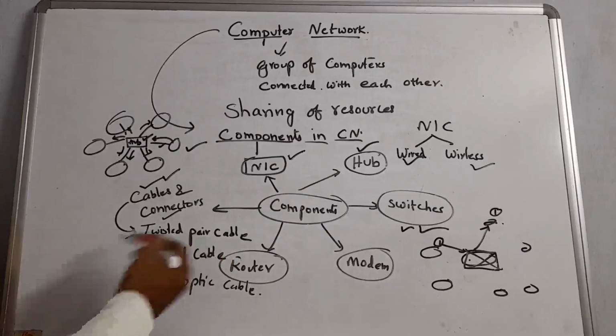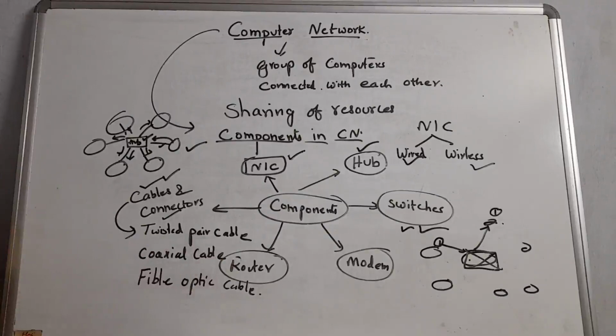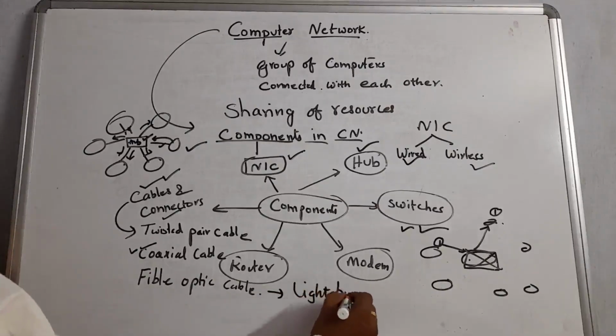A twisted pair cable is a high speed cable that transmits data at 1 Gbps or more. A coaxial cable resembles a TV installation cable. The coaxial cable is more expensive than the twisted pair cable, but it provides high data transmission speed. And the last one is the fiber optic cable, a high speed cable that transmits the data using light beams.